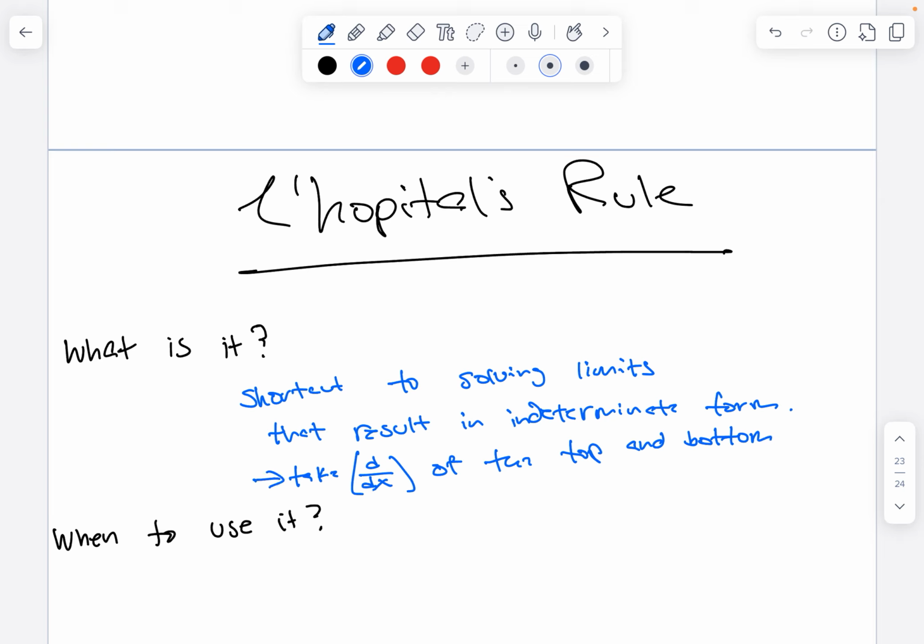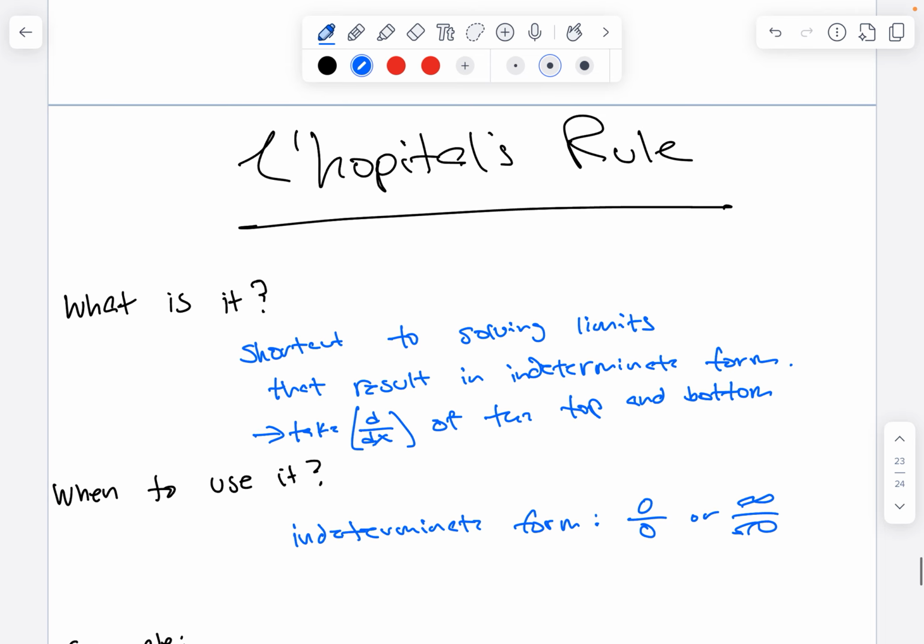Whenever you take the limit of something, it gives you an indeterminate form, which means you can't actually solve it. Indeterminate form means it doesn't tell you anything. So when do you use it? Indeterminate form. And what that looks like is if you get something like 0 over 0 or infinity over infinity. Right, so if you get that as an answer for a limit, take the derivative of the top of the fraction and the bottom of the fraction, then take the limit again.